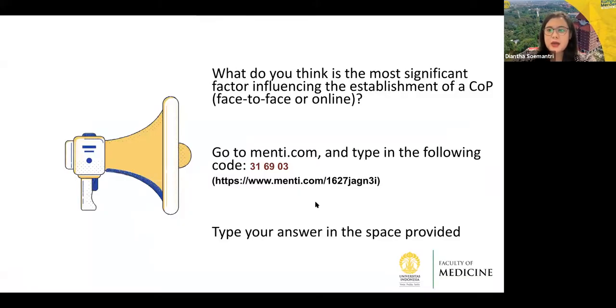So you can go to the link that I've shared in the chat room and type in the code. And then the question is, what do you think is the most significant factor influencing the establishment of a COP, whether it is face-to-face or online? Although I think whatever COP we are establishing now will have some online components to some extent.